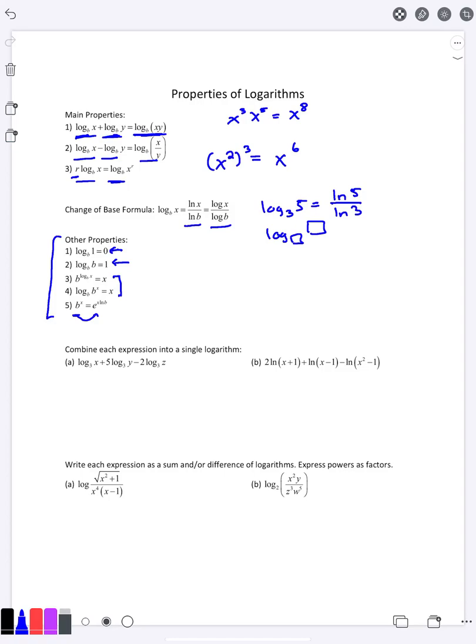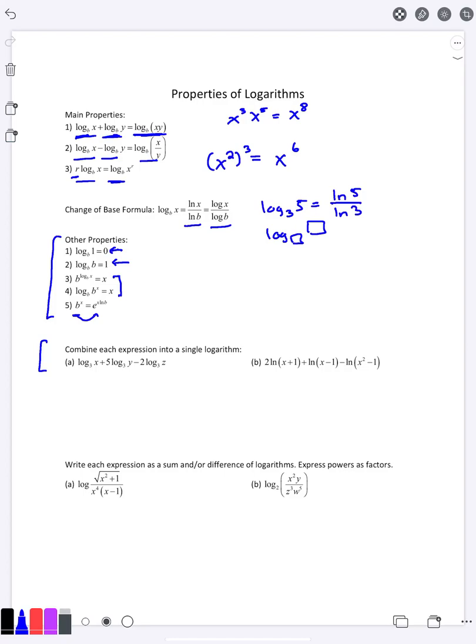With all that said, let's get down to the two main types of problems. The first type of problem is we're going to give you a bunch of terms with different logs involved, and then your job is to combine them together using these properties into a single logarithm. You could think of it as like simplifying the expression.